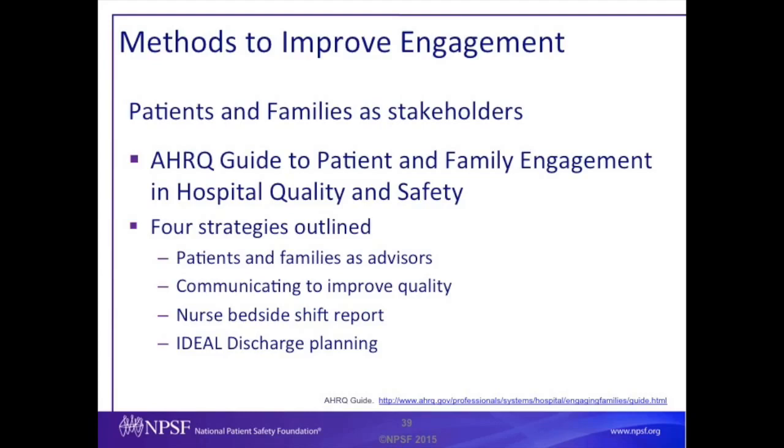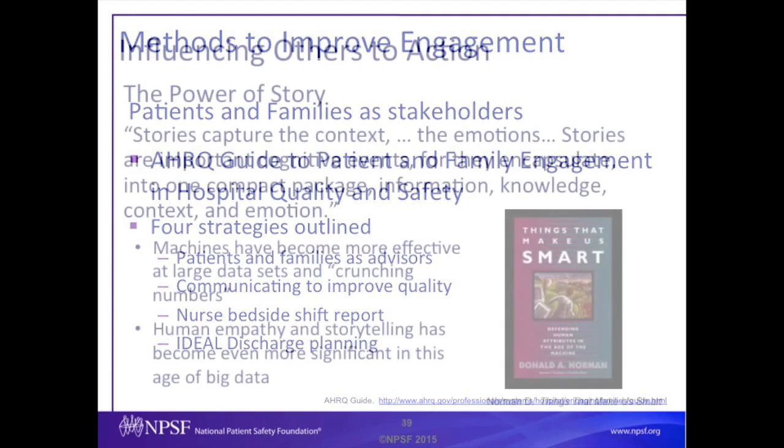One is to use patients and families as advisors. This is probably becoming more commonplace, and some of you probably have that as part of your daily operating procedure. As part of the patients and families being involved in patient safety, communicating to improve quality is important. Sometimes we communicate and we forget the second part about improving quality. That's the purpose of communicating with patients and families. Nurse bedside shift report is a third way to improve engagement. And the final way is IDEAL planning. IDEAL stands for including the patient, discussing, educating, assessing, and listening.